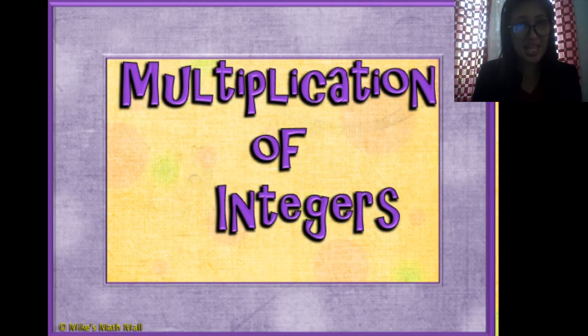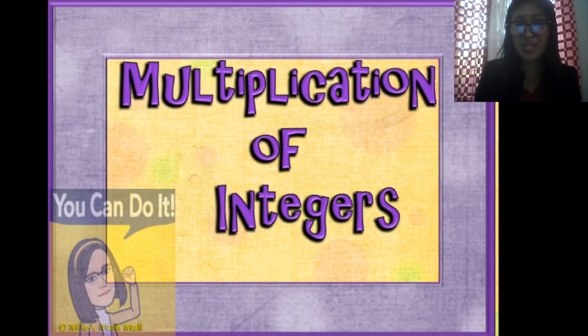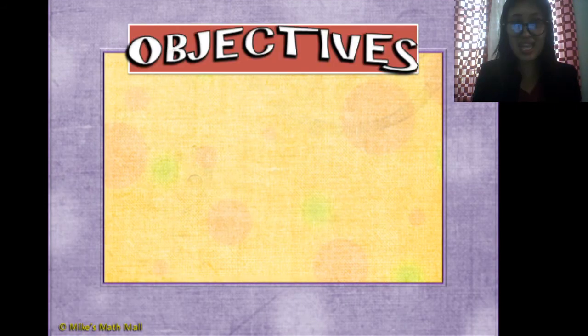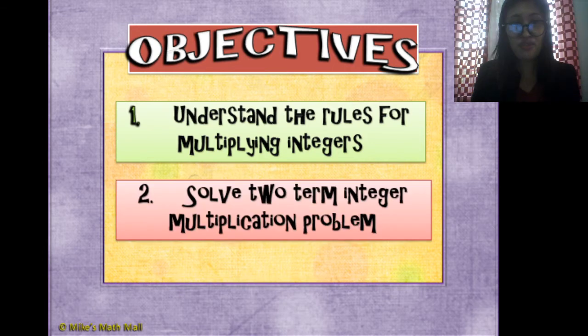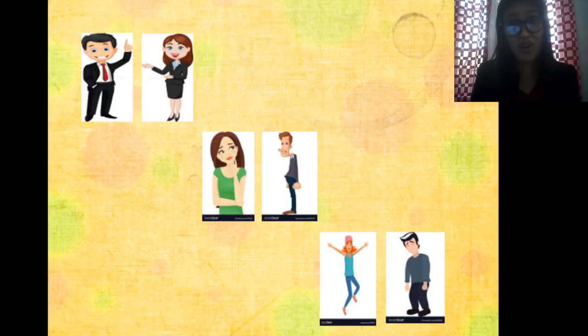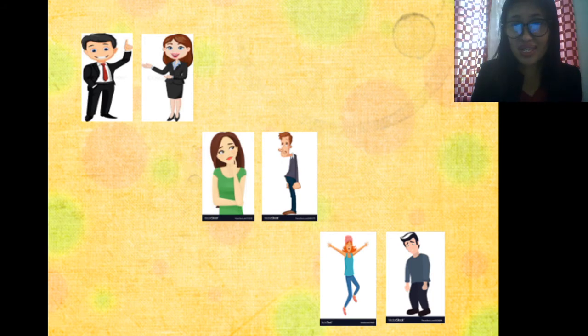Our lesson for today is all about multiplication of integers. I know you can do it. Our objectives in this lesson are: you will understand the rules for multiplying integers, and you will solve two-term integer multiplication problems correctly. Are you ready? But before that, I want to share with you stories of couples.